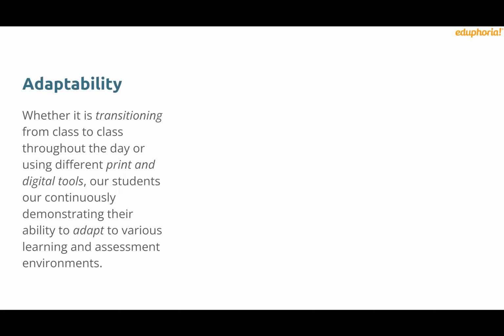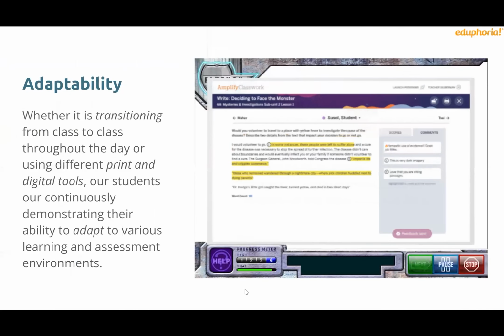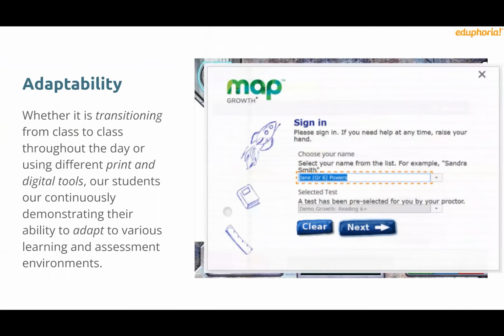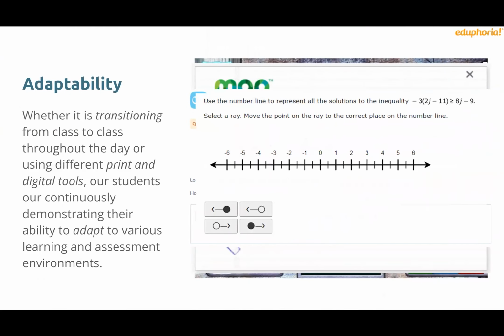So we have here some visuals of some of the ways this might look throughout a student's day. So they might be asked to go into any one of these tools or maybe a variety of these tools as they make these transitions from class to class at your campus. So we want to recognize that students are very flexible. They're highly adaptable in this environment.